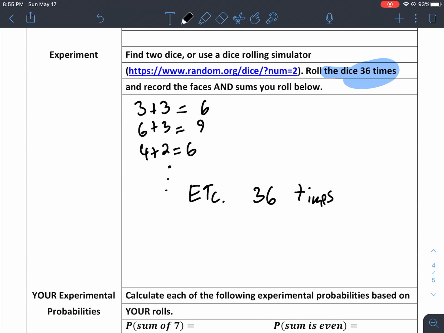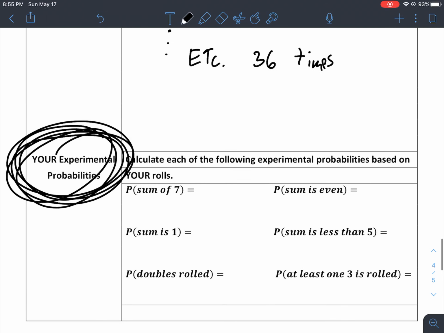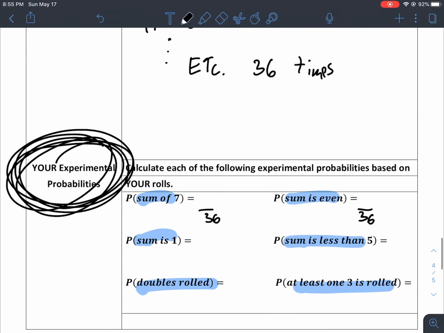And then, based on your experimental probabilities, I want you to calculate these probabilities. All of these are the same ones we investigated above. They're all going to be divided by 36. You're just going to look at your list of 36 things and see how many times these things occurred. So pause, do that.